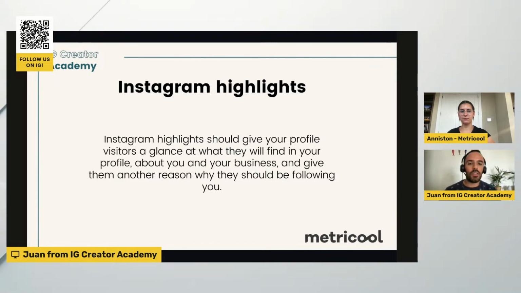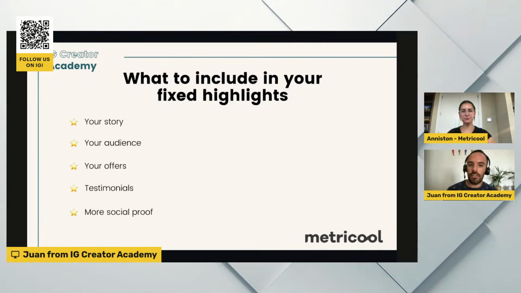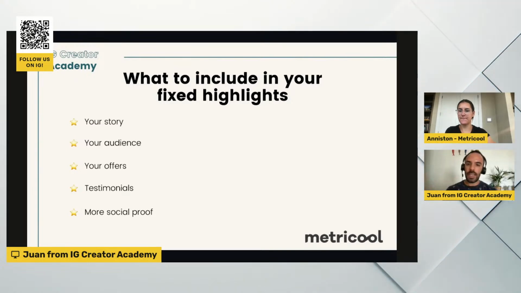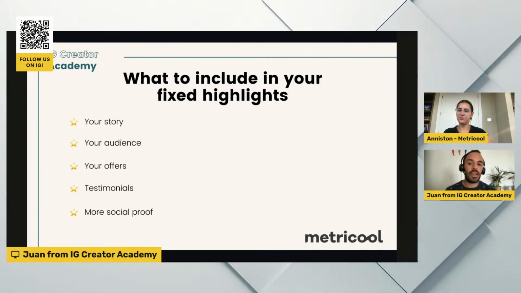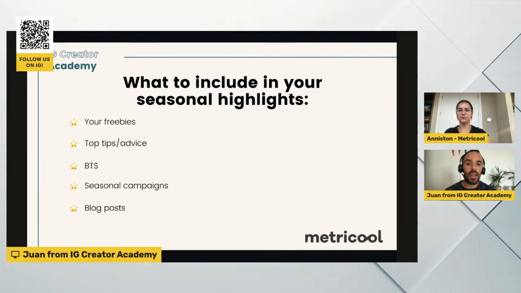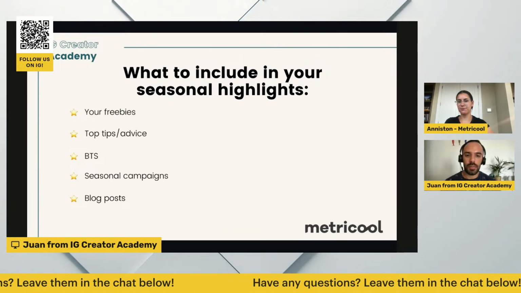A lot of people misutilize Instagram highlights, and I'm gonna tell you the huge mistakes that I keep seeing people doing. So, what should you include in your highlights? I differentiate between fixed and seasonal highlights. The fixed highlights should always be there for anyone, and those include your story, something that addresses your audience directly, your main offers, testimonials, and any other social proof. And then your seasonal highlights could be your freebies, which you can vary throughout the year, top tips or advice, some behind the scenes content, some seasonal campaigns, and blog posts.